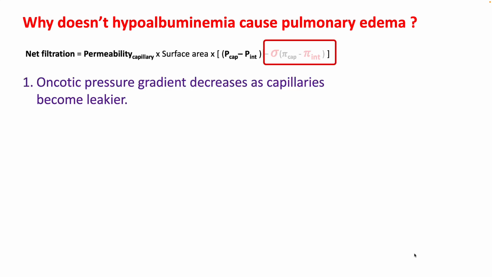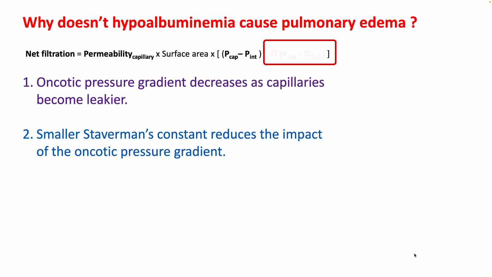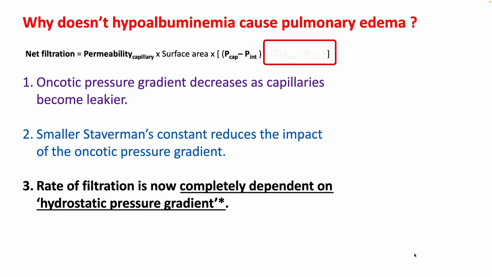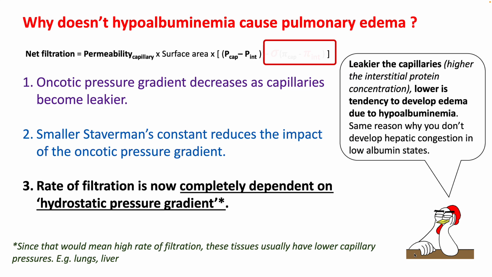To note, the oncotic pressure gradient decreases as capillaries become leakier, and smaller Staverman constant reduces the impact of oncotic pressure gradient. So in fact, your rate of filtration is now completely dependent upon the hydrostatic pressure gradient. So leakier the capillaries, lower is the tendency to develop edema due to hypoalbuminemia, and this is the same reason you don't get hepatic congestion in low albumin state.